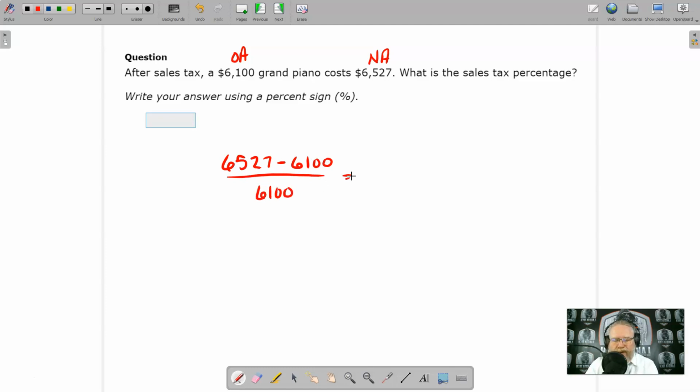So 6,527 minus 6,100 is going to be a difference of 427. Now we want to bring over our denominator, 6,100. Now 427 divided by 6,100 is going to be 0.07. Move that decimal over 2 places, we would get a 7. Throw on the percent sign. So the sales tax is a 7% sales tax.